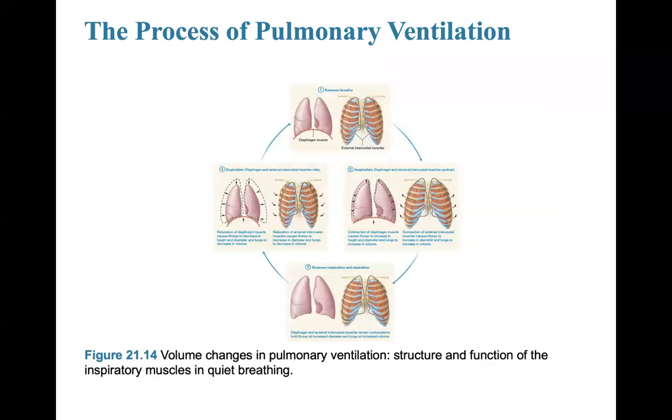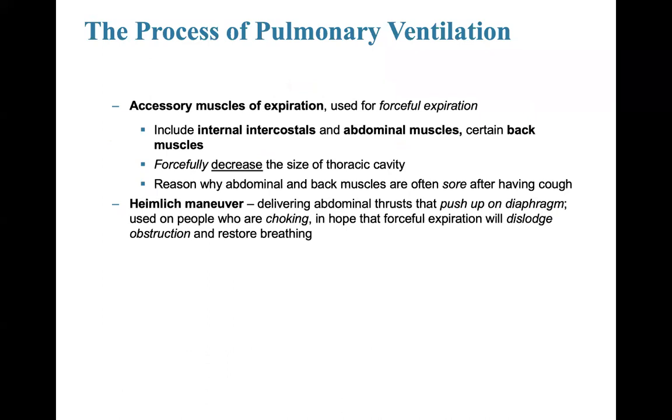And this just shows you the events that are occurring during the actual process of ventilation. Now, we do have some accessory muscles of expiration. These are used for forceful expiration. So if you're forcefully exhaling, but this also goes for coughing, sneezing, yelling, screaming, where you have all of those forceful expirations of air, this will include the internal intercostals, the abdominal muscles, and certain back muscles.